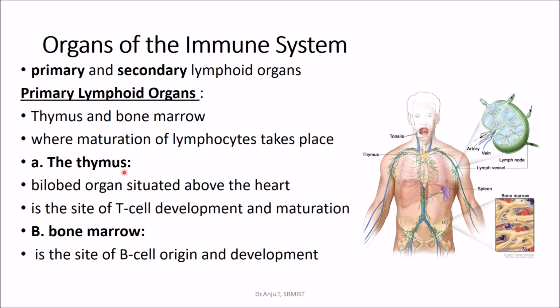Thymus, one of the primary lymphoid organs, is a bilobed organ situated above the heart. It is the site where the T cells develop and mature. The T cells originate in bone marrow, but they move to thymus where they develop. And bone marrow, that is inside the bone, you see a brown meshy structure. That is the bone marrow. So it is the site where the B cells originate and develop.